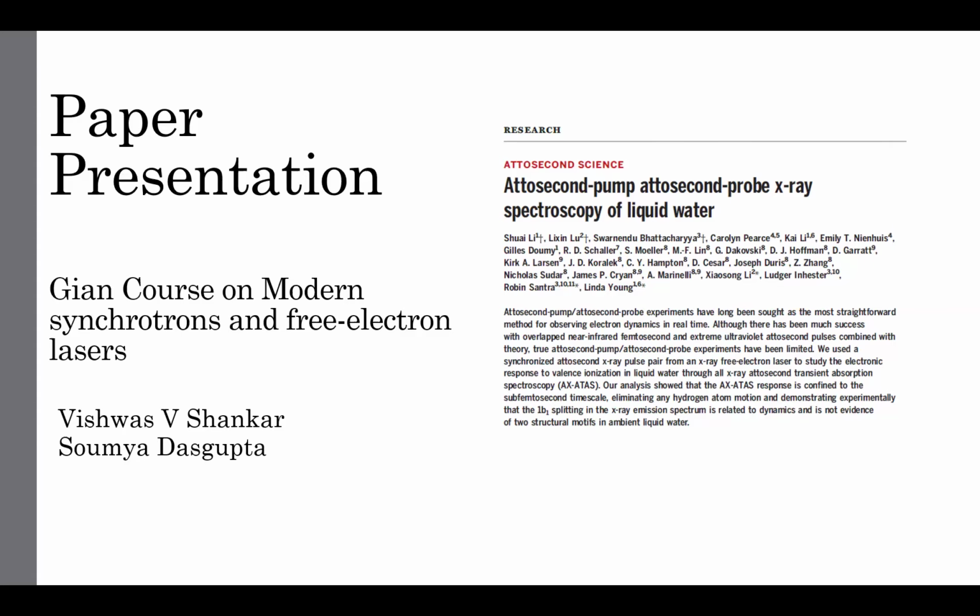Basically, giving an outline, I'll be sharing with you the motivation for what led to this experiment, and thereafter Vishwas will follow up with the methods that were used, that is, the X-ray free electron lasers used in the X-lease mode. Vishwas will explain the X-lease mode explicitly, and the experimental setup as a whole, relating it to whatever has been taught in the class. After that, I'll be talking about the findings and the conclusion of this paper.